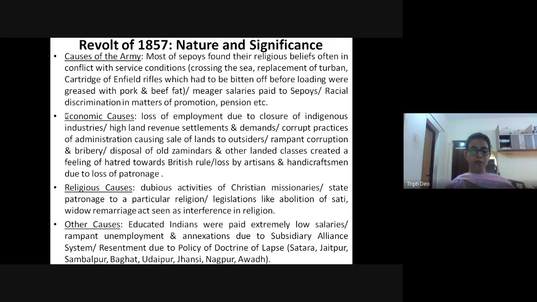There was also resentment due to the policy of doctrine of lapse, especially in states like Satara, Jaipur, Sambalpur, Bagat, Udaipur, Jhansi and Nagpur. These regions were brought under the control of the Britishers under the doctrine of lapse, because they did not have a natural heir and were not allowed to adopt a successor. And Awadh was taken over on the pretext of maladministration.